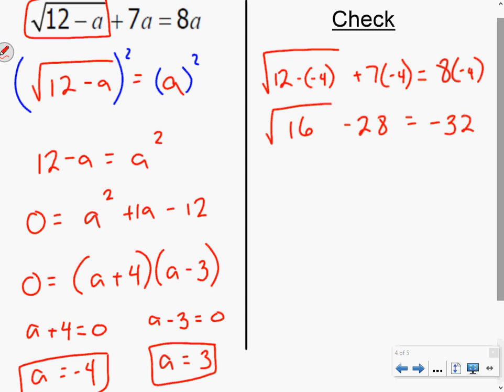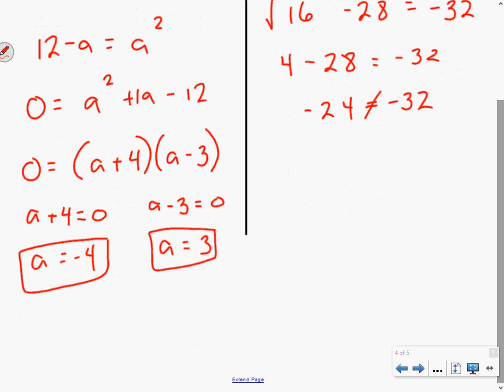Okay, if I square root 16, I get 4. Okay, 4 minus 28 is negative 24, which does not equal negative 32. So that tells me negative 4 is an extraneous solution. So I'm just going to cross it out. That doesn't actually work. Let's check 3.